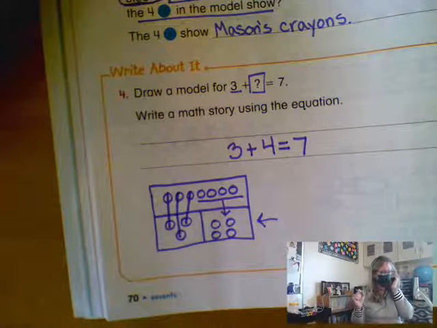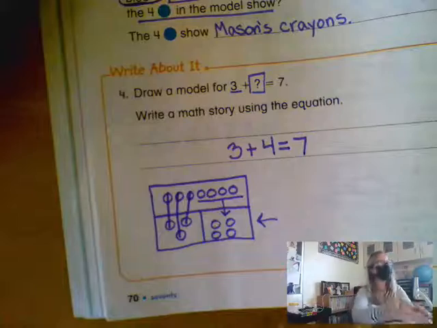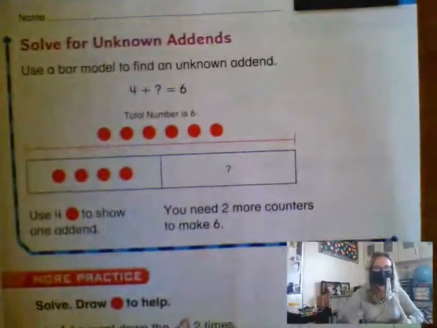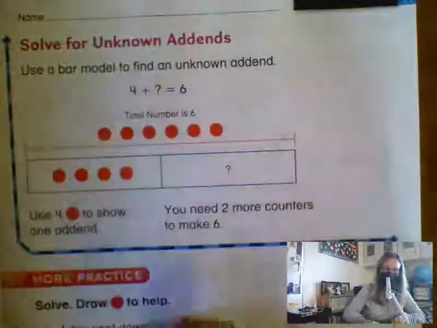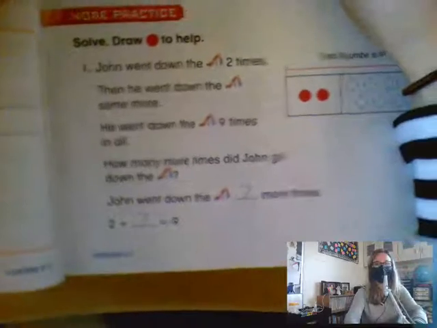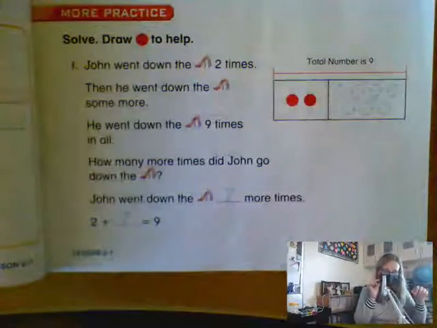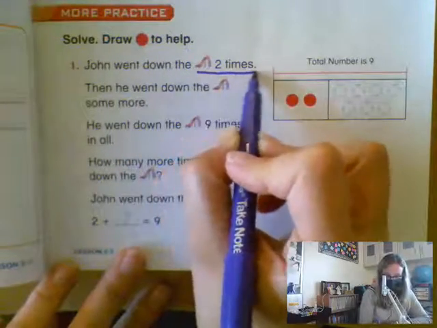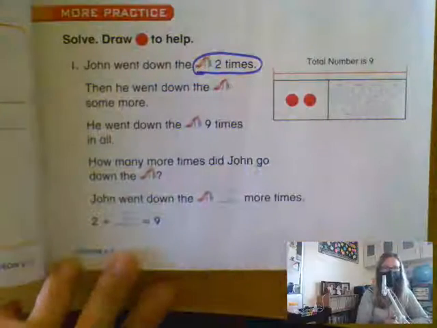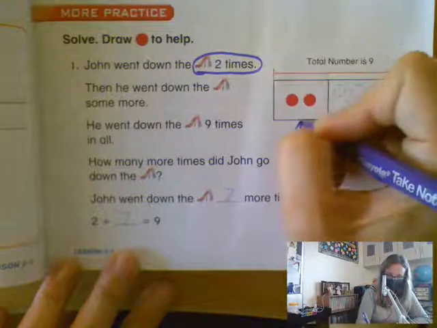All right, let's go now to the top of the next page. I'm now at the top of page 71. This is just going over again the part-whole breakdown. So let's go down to where it says more practice. And that's what we're going to work on. And Blake, you're going to help me through this one with the slides, okay? It says Johnny went down the slide 2 times. So circle 2 times on the slide. That's this part. We know the first part.